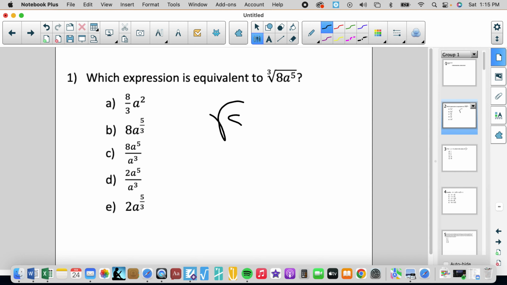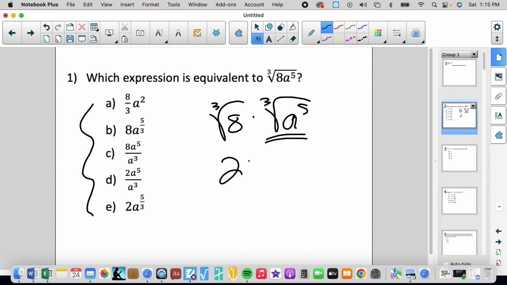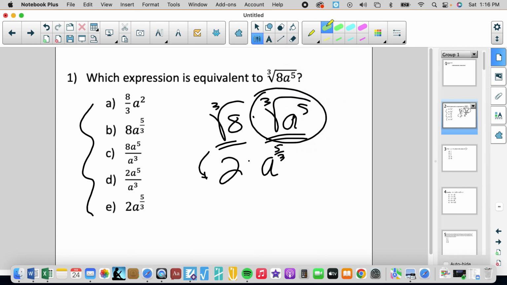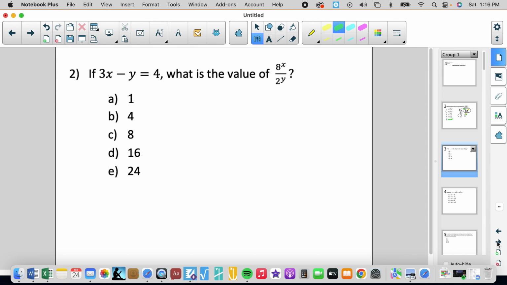First thing we're going to do is separate them. And 8 is a perfect cube, so it becomes 2 cubed. Now, instead of simplifying this, we have to look at our choices. They simplified the coefficient, but converted this to exponential form. Remember that the exponent goes in the numerator and the root goes in the denominator. So the correct answer is going to be E. You have to know how much you need to simplify.